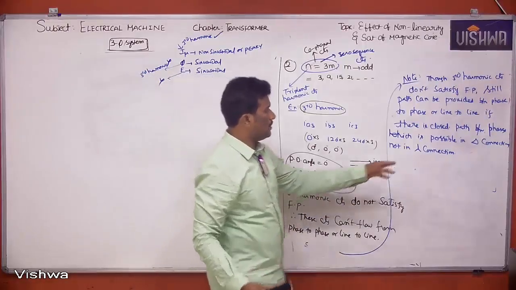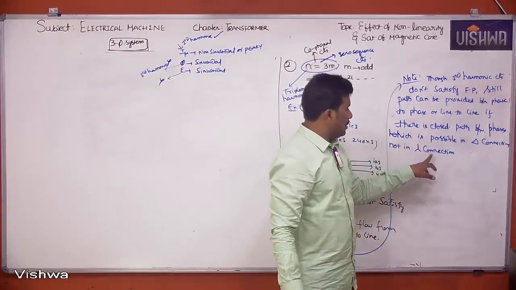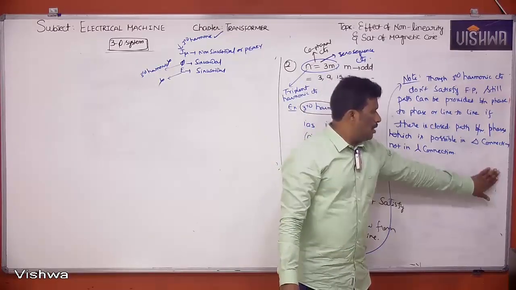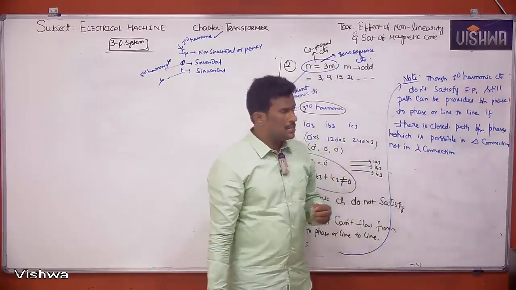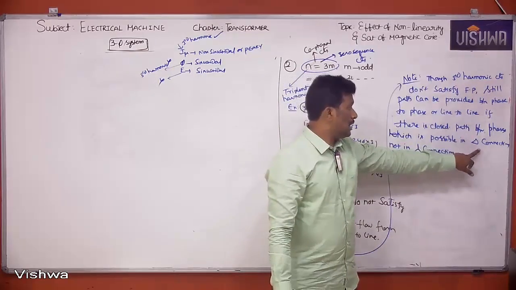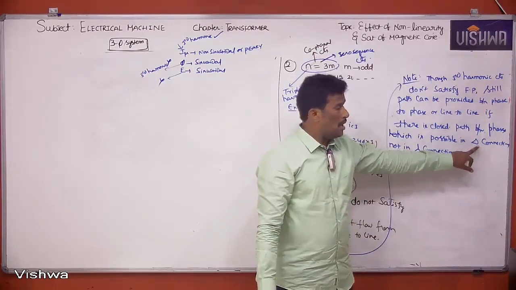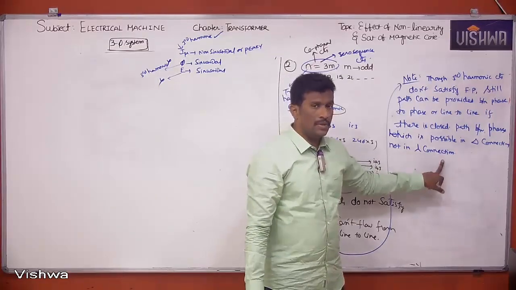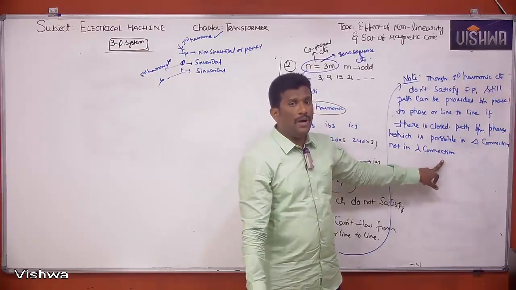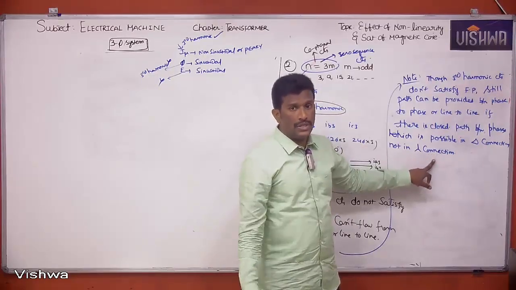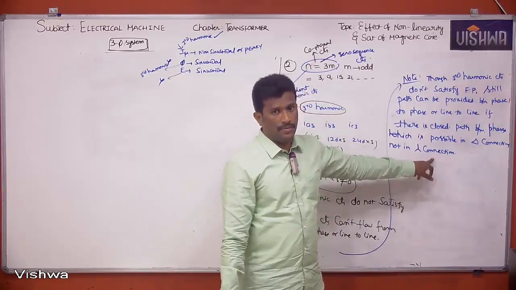After this, in our next session, we'll discuss how we can provide a path for harmonic currents in a delta connection. And I am saying here it is not possible in star connection. So is there a remedy for the path of harmonic currents in star connection also? Those things we'll see in the next session. Please note on this.